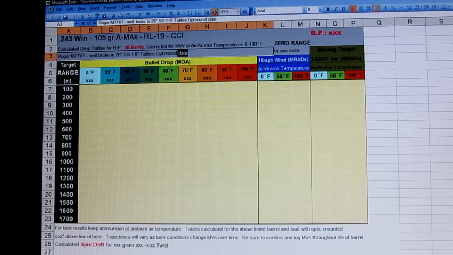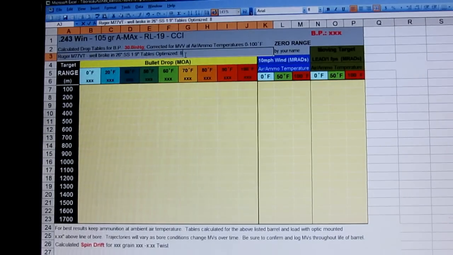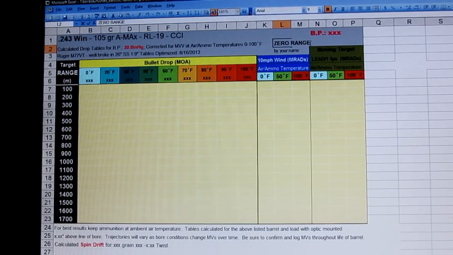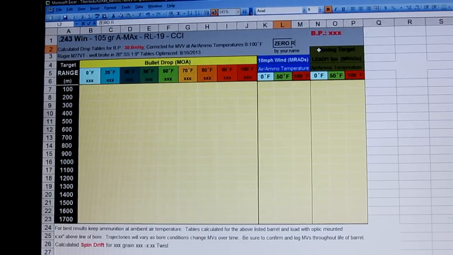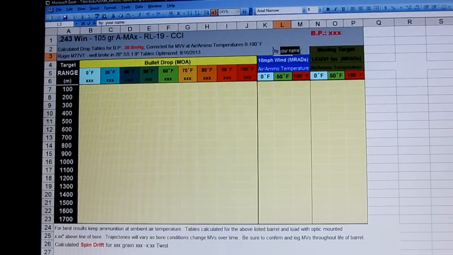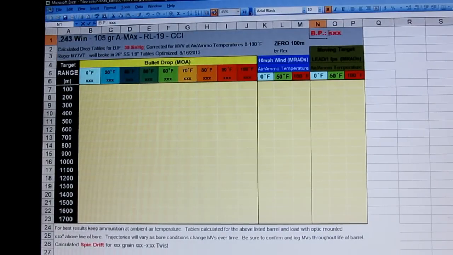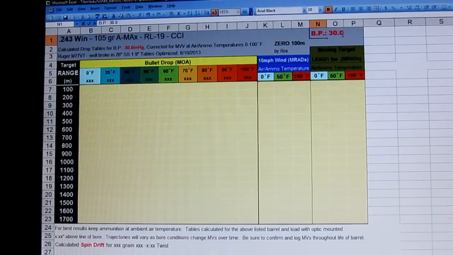These tables were optimized, and then I'll put in a date here. What's the date today? August 16th, 8/16, 2013. Holy smokes, we're in the future. Okay, the zero range for this rifle is actually going to be, I'm going to zero this at 100 meters this time. So we'll just call it 100 meters. And it was optimized by me, Rex. Okay. Barometric pressure, let's repeat that up here, 30.0 inches of mercury. Don't forget your units.